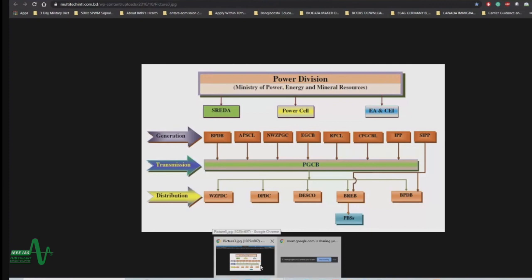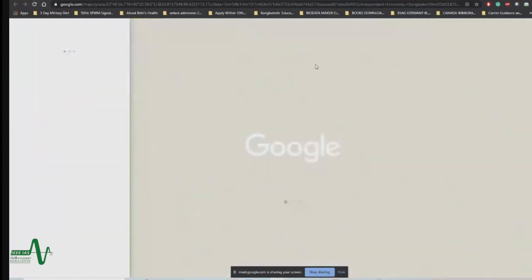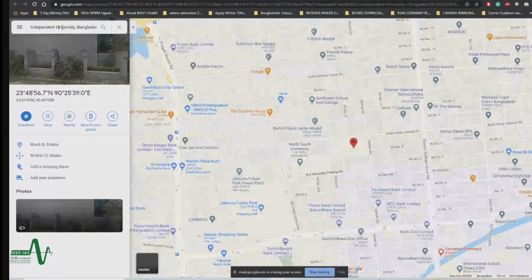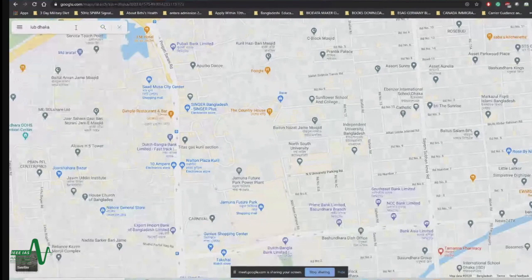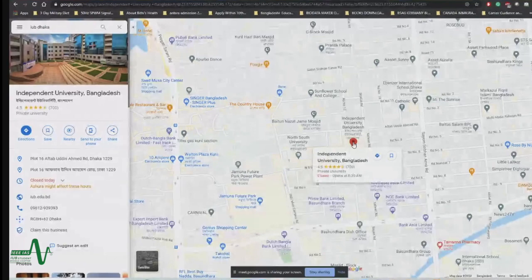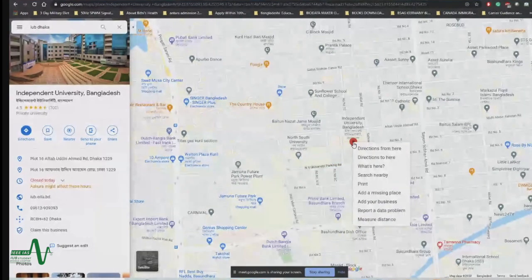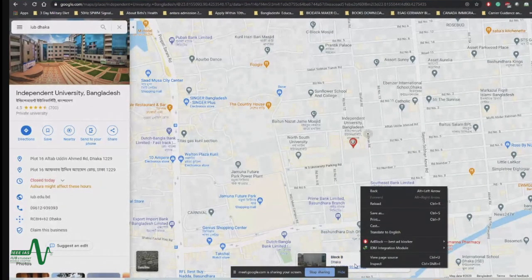So let's see how to do that. We have to go to Google Maps. Let's try to do it again from the first. So Google Maps in here, and then we are going to search IUB. It's already written here. It appears that in this portion IUB is located. So then what will you do? You will choose the "What's here" option. If you choose the "What's here" option, at that time you will get the latitude and longitude in here.